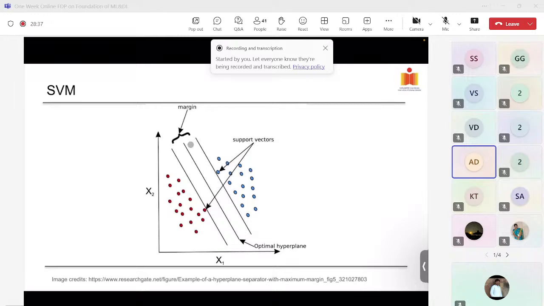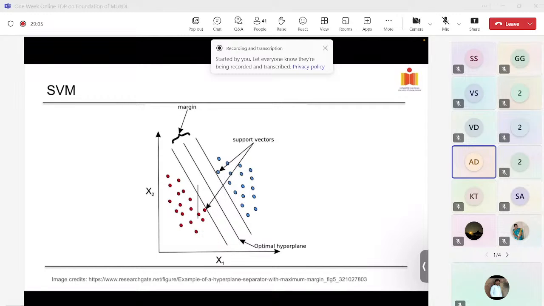There is some terminology which you need to understand. First is the margin, which I already described. Then there are something called support vectors. Support vector machine is the full form of SVM, and that is because it comes from the support vectors. Support vectors are those samples which are the first encounter for this particular classifier for that particular class. So you can say this is the closest point to this particular classifier from that entire class.